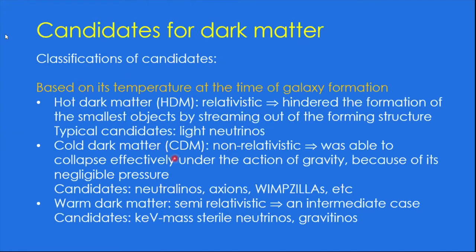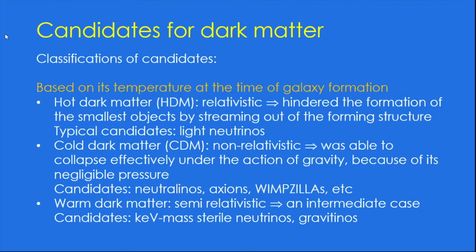Now let's see what we have. There are many candidates of dark matter that have been proposed. We can classify candidates in different ways. A major classification of dark matter is based on its temperature or velocity at the time of galaxy formation. Hot dark matter was relativistic at the time of galaxy formation and therefore hindered the formation of the smallest objects by streaming out of the forming structure. A typical hot dark matter particle is a standard model light neutrino.